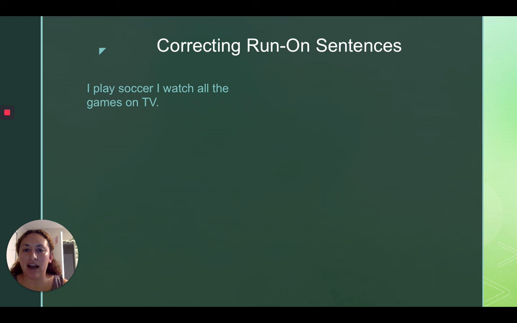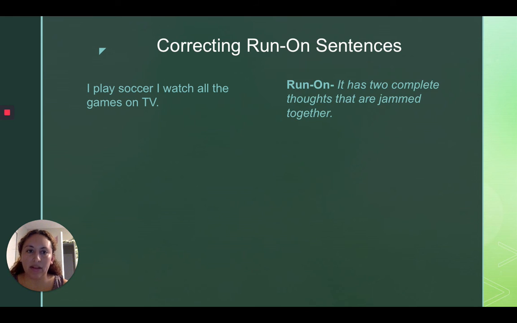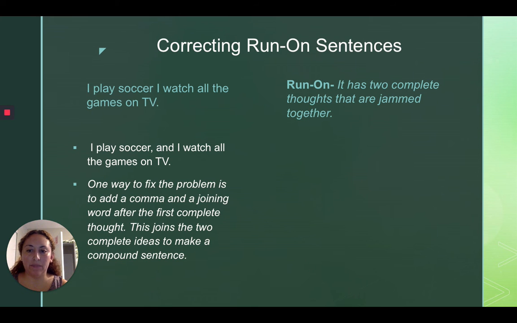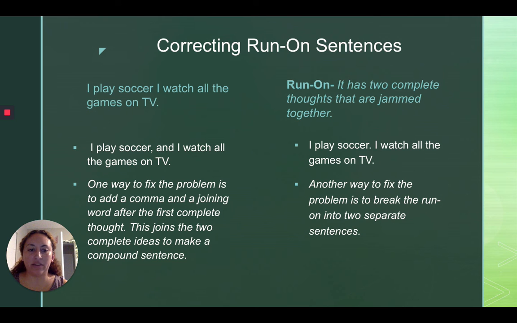I play soccer. I watch all the games on TV. It's a run-on sentence. It has two complete thoughts that are jammed together. Those two statements can stand alone, so they should not go together. How do we correct this? By adding a comma and a joining word like and, but, or. So, I play soccer, comma, and I watch all the games on TV. Another way to fix the problem is to break the run-on sentence into two separate sentences. I play soccer, period. I watch all the games on TV.